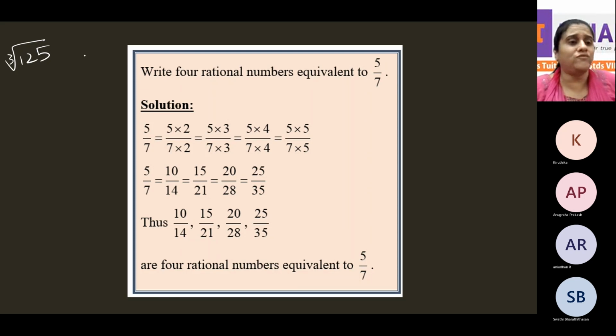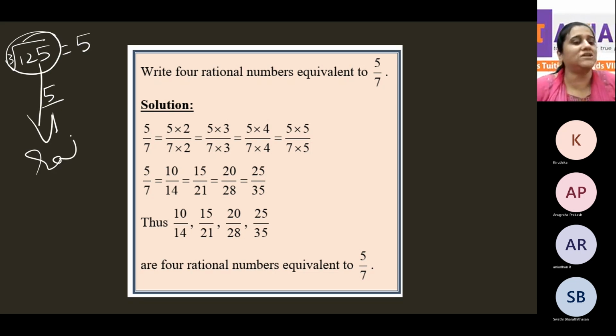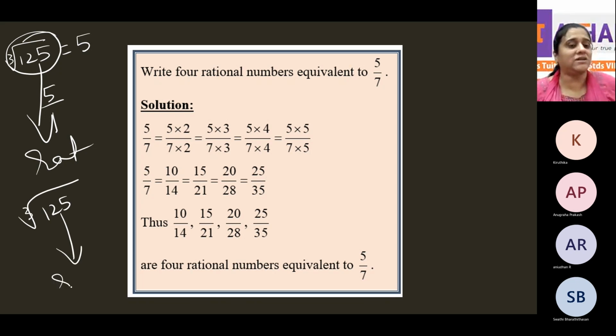Can you find the value of cube root of 125? It's 5. And what is 5? 5 by 1. And what is 5 by 1? Integer by integer. So cube root of 125, though it looks like that, is a rational number. It does not look like a rational number, but it is a rational number because its value is 5 and 5 is 5 by 1 and 5 by 1 is integer by integer. Is that clear?